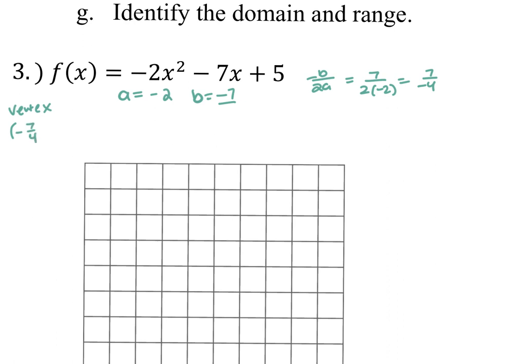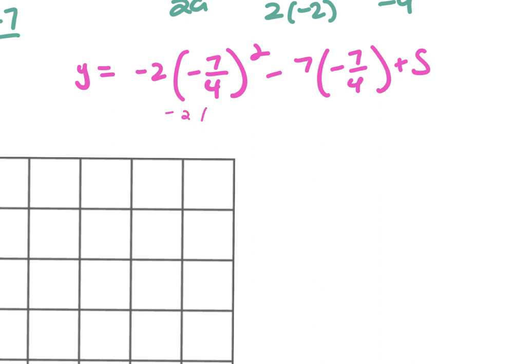I have to plug it back in to get the y. So y would equal negative 2 times negative 7/4 squared minus 7 times negative 7/4 plus 5. And then negative 7/4 squared is 49/16. Negative 7 times a negative 7/4 is positive 49/4 plus 5. 2 goes into 16 8 times, negative 49/8 plus 49/4 plus 5. Now I got to give them each the 8 as the denominator, so I'm going to multiply by 2 here and 8 here.